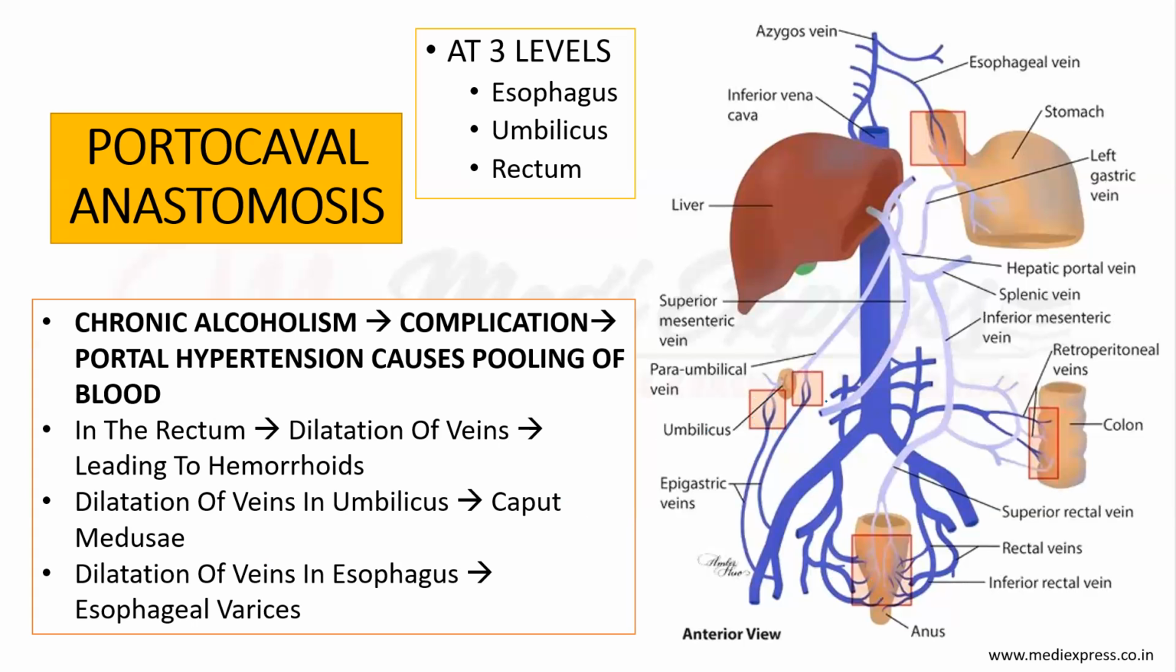If the same thing happens in the umbilicus, we call it caput medusae. And if the same thing, dilatation of the veins, happens in the esophagus, we call it esophageal varices. So three places, three levels of anastomosis: the rectum, umbilicus, and the esophagus. In the rectum, we get hemorrhoids. In the umbilicus, we get caput medusae. And in the esophagus, what we have is esophageal varices. This was what was important regarding the clinical importance of portocaval anastomosis.